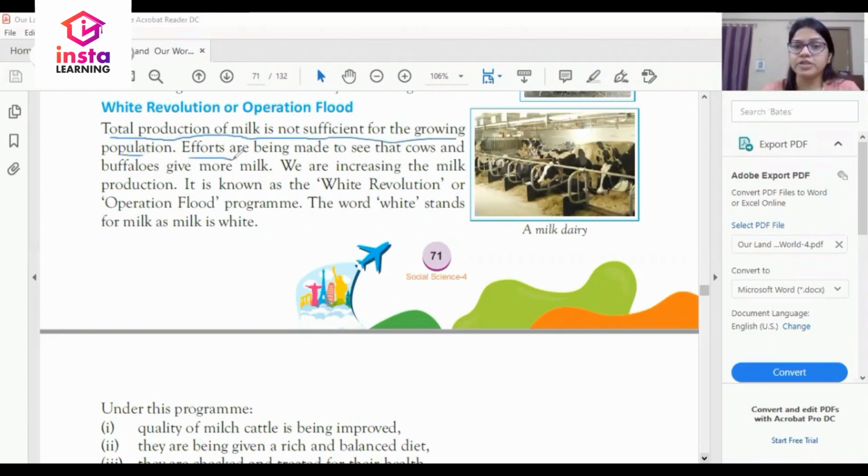So efforts are being made to see that cow and buffaloes give more milk. We are increasing the milk production. It is known as white revolution or operation flood program.